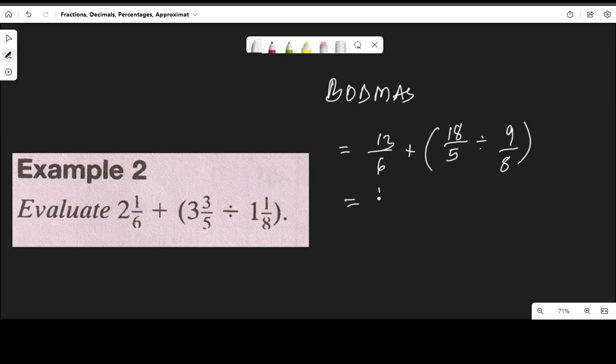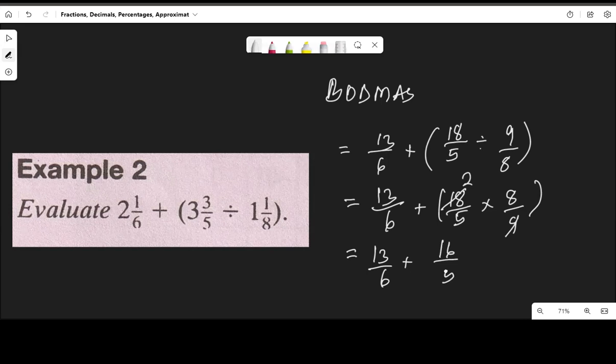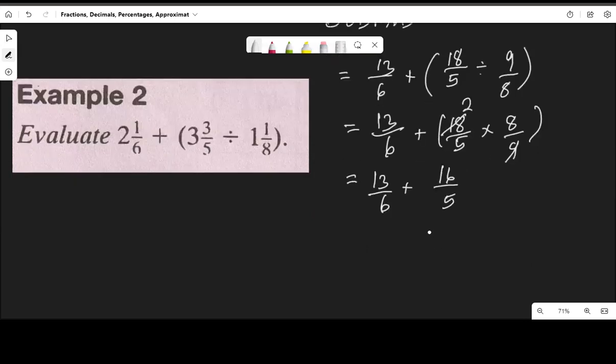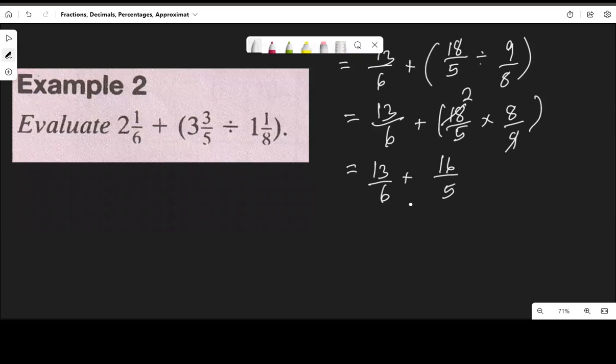So I will have 13 over 6 plus 18 over 5 times 8 over 9. Let me reduce this fraction. 9 here 1, 9 here 2. I will have 13 over 6 plus 2 times 8, which is 16 over 5. Now, when adding fractions, if their denominators are not the same, we look for the LCM of the denominators. And the LCM of 6 and 5 is 30.